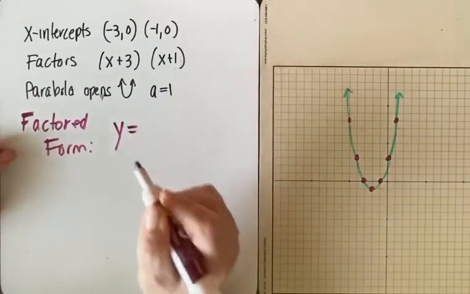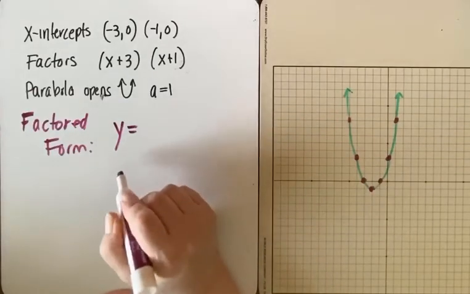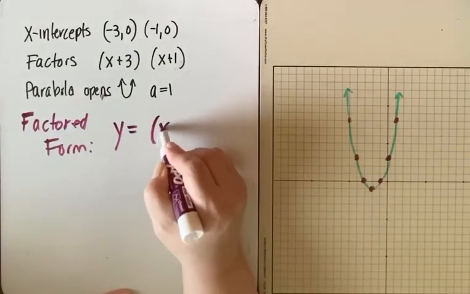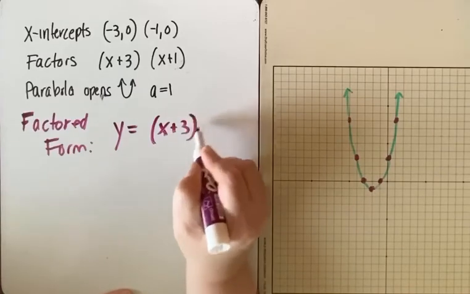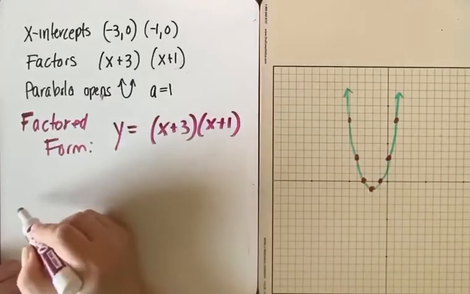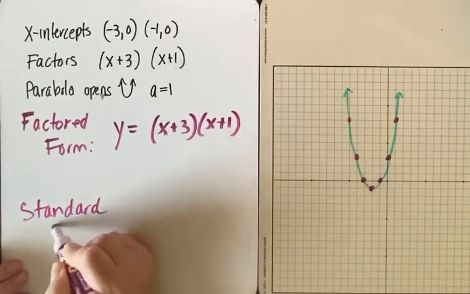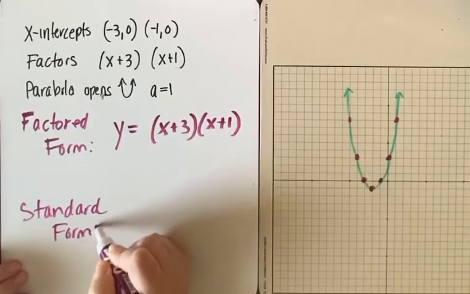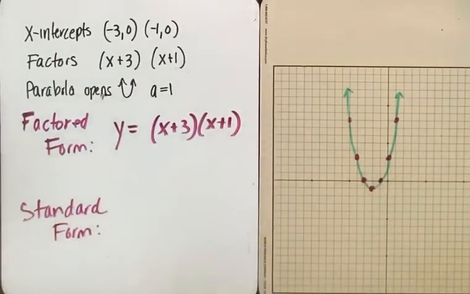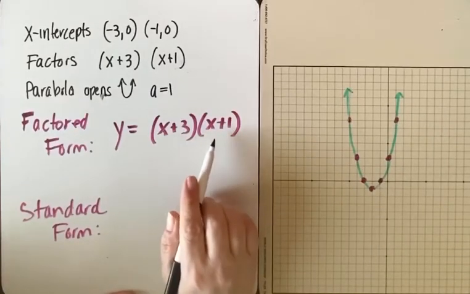Y equals, our A value is +1, so we don't have to write anything there. And then our factors are x plus 3 and x plus 1. We then need to write standard form. To move from factored form to standard form, I need to multiply x plus 3 times x plus 1.